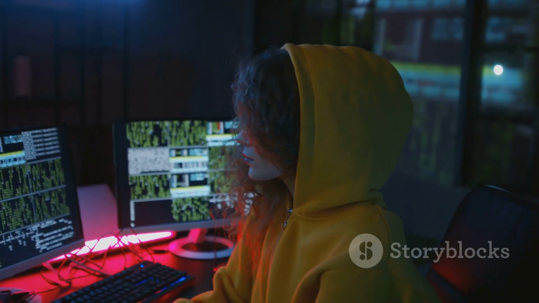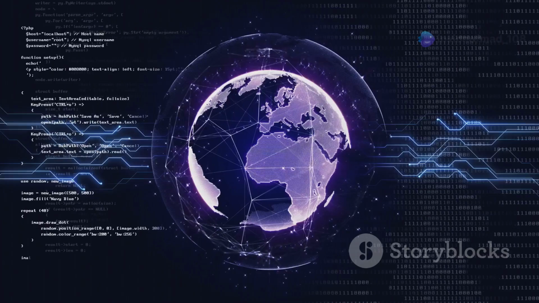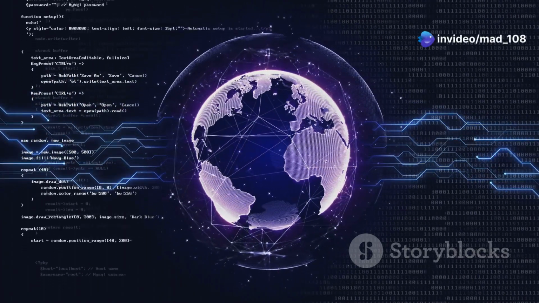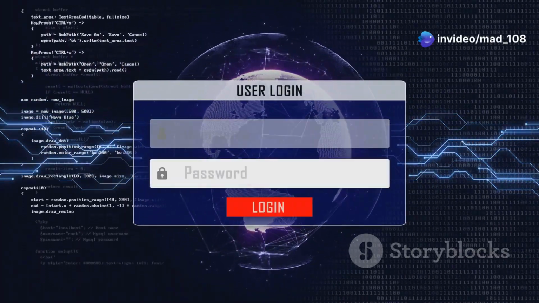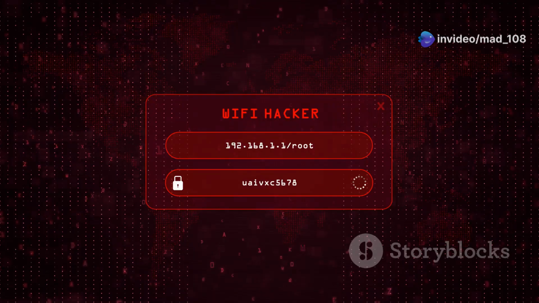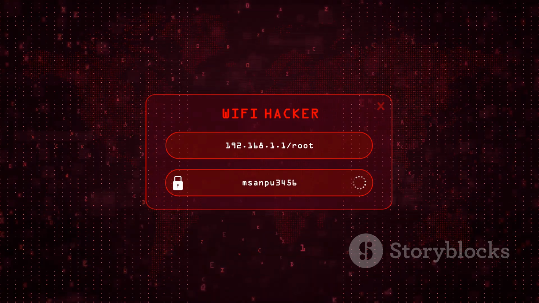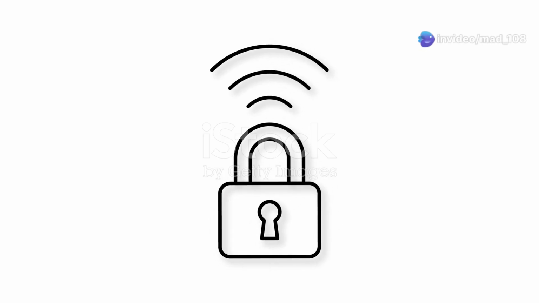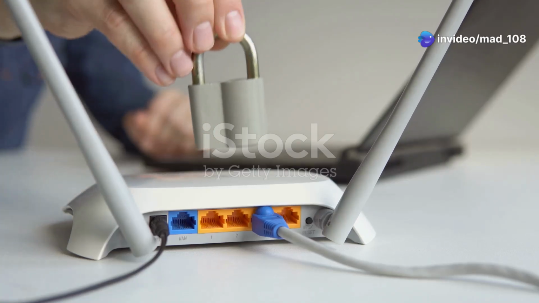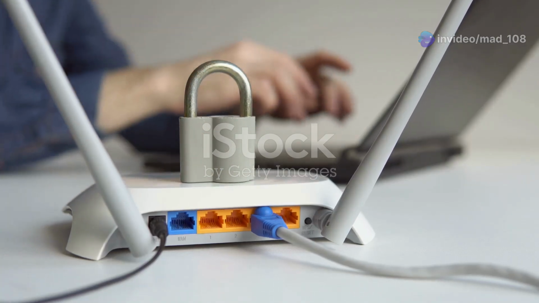Deauthentication attacks are a serious threat to Wi-Fi security, allowing hackers to disrupt network access and potentially steal sensitive information. Understanding what these attacks are, how they work, and how to protect yourself is crucial in our increasingly wireless world. By learning about the vulnerabilities in Wi-Fi networks and implementing strong security measures, we can all enjoy the benefits of wireless technology without falling victim to malicious actors.